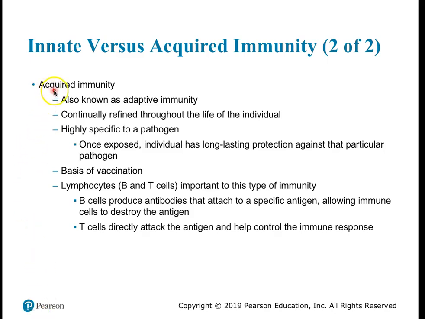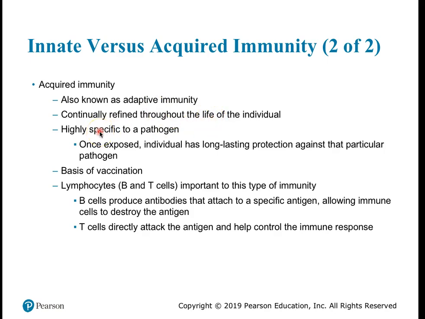In contrast, acquired immunity, as the name implies, you acquire it. You're not born with it, you acquire it, and you are born with the essential cells involved, but what will first happen is the body will try to eliminate it by innate means. If that does not succeed, then you're going to go into acquired immunity. It's also known as adaptive immunity, and it is continually refined through the life of the individual.